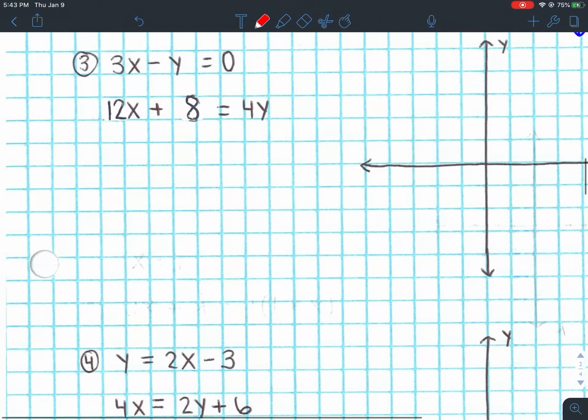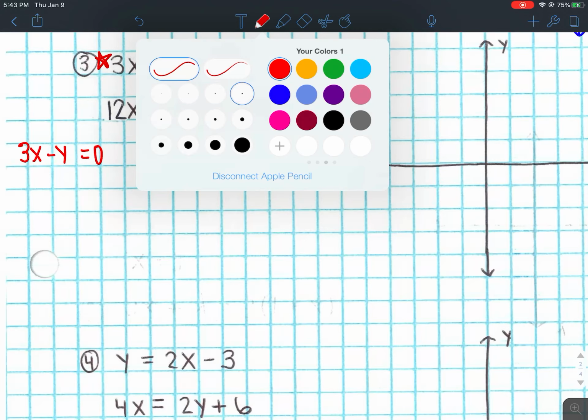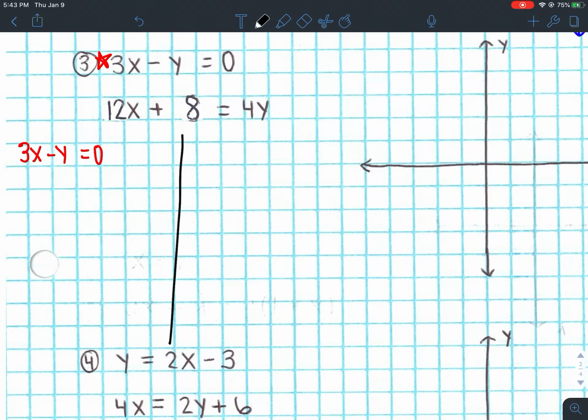So because there's not a lot of space here, I'm going to split these up. I'm going to write 3x minus y over here equals 0. And then I'm going to write 12x plus 8 equals 4y on the right side, just so that I split up the space that I have to work with.